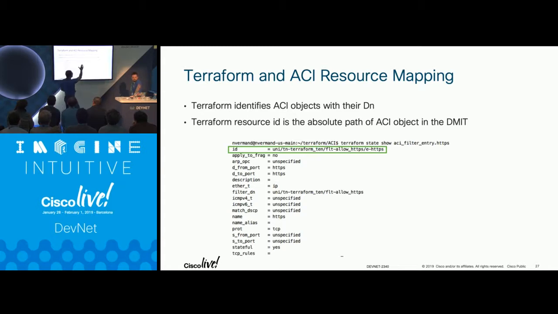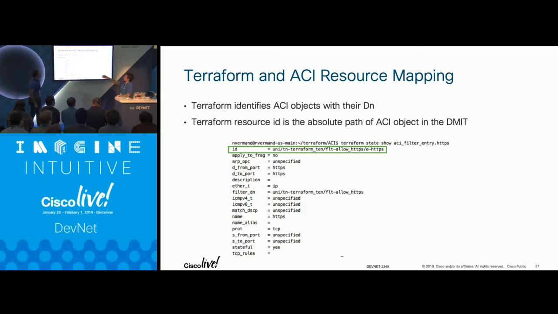So here I'm doing an example of Terraform state show for a filter entry. And if you look at that, the ID for that computed filter entry is uni, which is the entry point. Then you have the name of the tenant, then the filter, and the filter entry. So you go down that entire tree. And this is how Terraform recognizes a particular resource for ACI. And then you have different parameters or attributes associated with that particular object. So for example, for this filter entry, we are allowing the ports from HTTPS to HTTPS, ether type is IP, we are saying that the filter DN is this, and these are the other properties that are associated with it. So again, object model, hierarchy, DN, that is how Terraform identifies a particular resource for ACI.